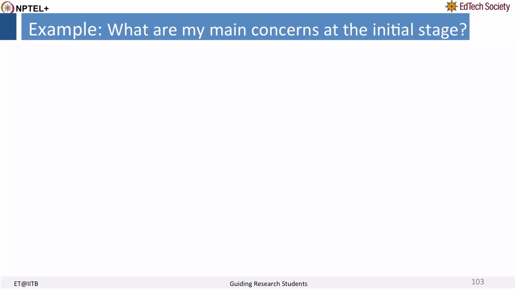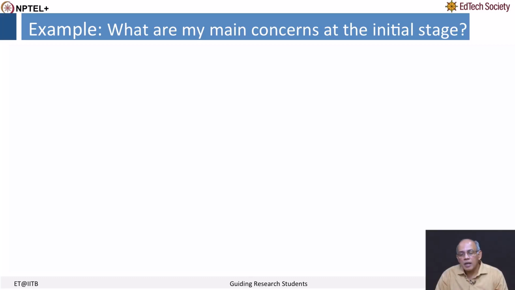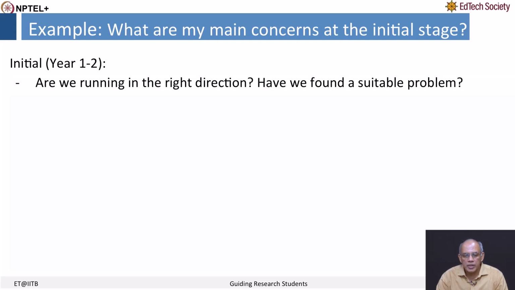Okay. So now coming to what are my main concerns at the initial stage. Why am I talking about my concerns? That's one data point for you to make your own plan. So I am not saying this as an authoritative way of doing something, but it is my way of doing things which I am sharing with you. Okay. So in the initial year, so initial could be 1 year or it could be 2 years, depending upon the duration of the PhD.